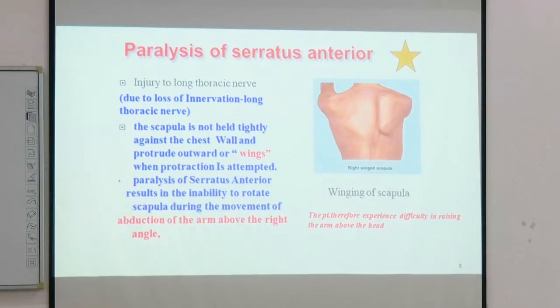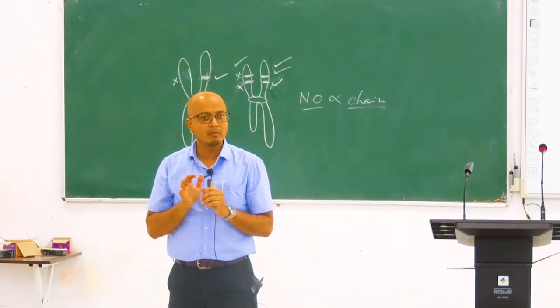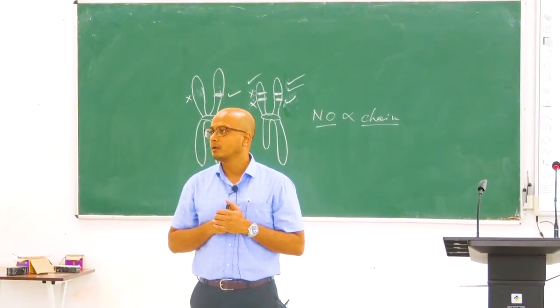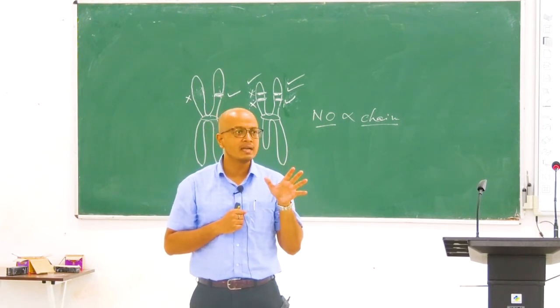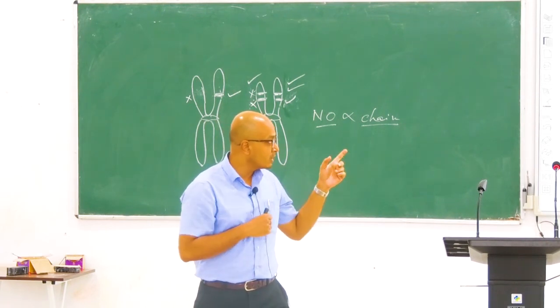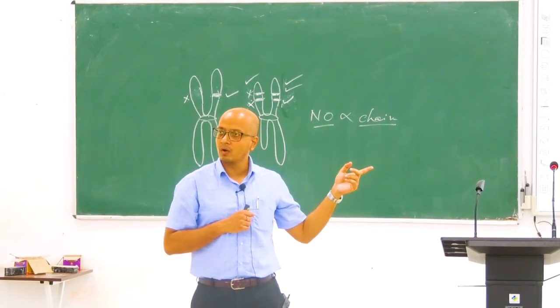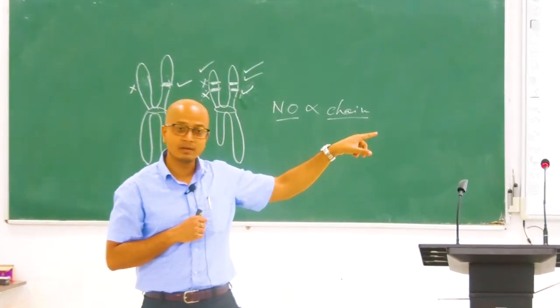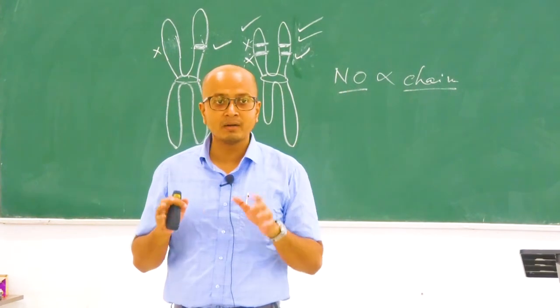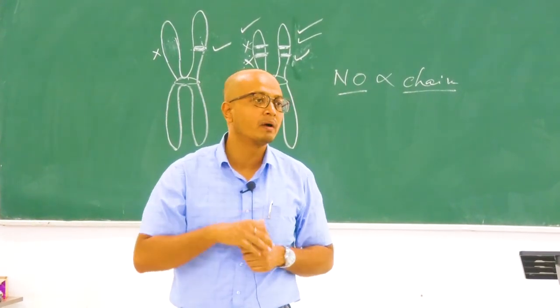Now the action of the serratus anterior is pushing and punching. Whenever you are pushing, this muscle is working. Whenever you are punching, this muscle is working. That's why the serratus anterior is known as the boxer's muscle. So if the long thoracic nerve is gone, the serratus anterior is gone. That means the person will have a weakness in pushing and punching.